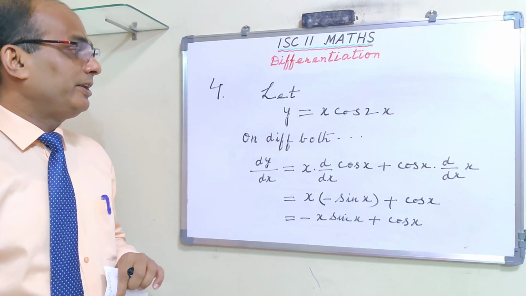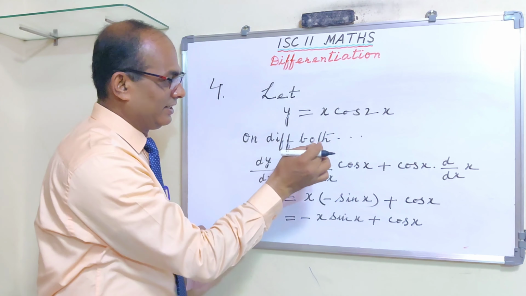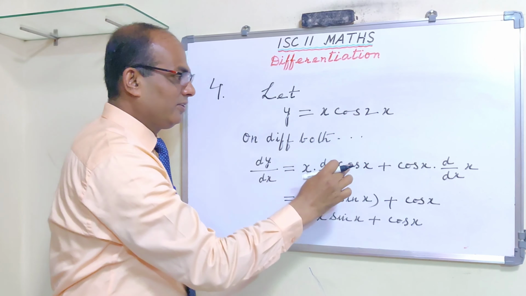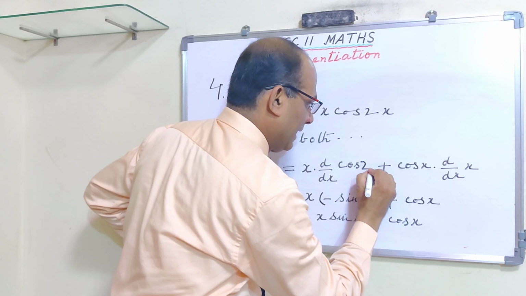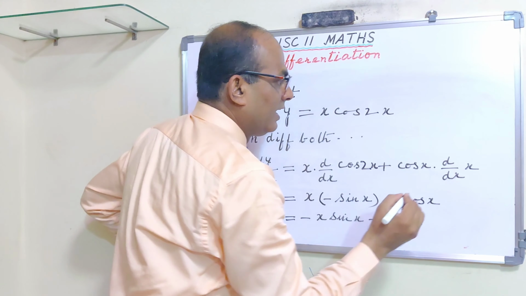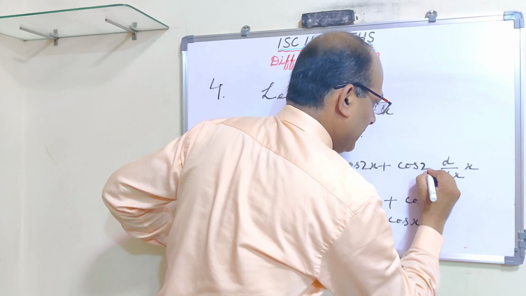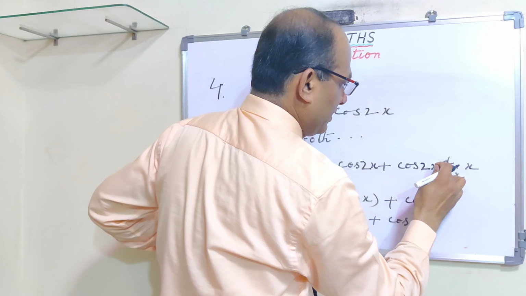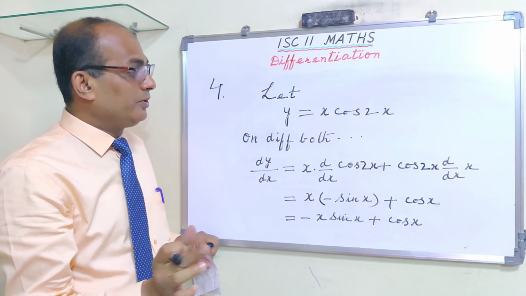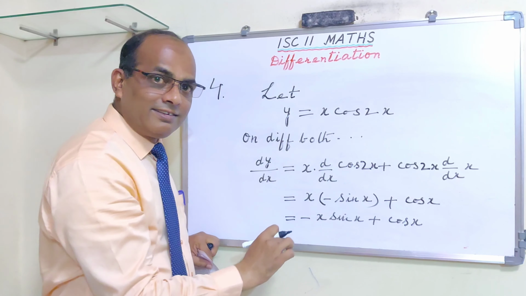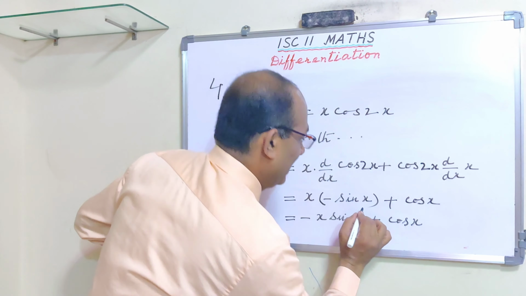Oh, sorry, one mistake we made. It's not cos x, it's cos 2x. So something more we'll get. Let me write down cos 2x, and here also it is cos 2x. Now see what changes are going to take place. d dx of cos x is minus sin x, of course, minus sin x.